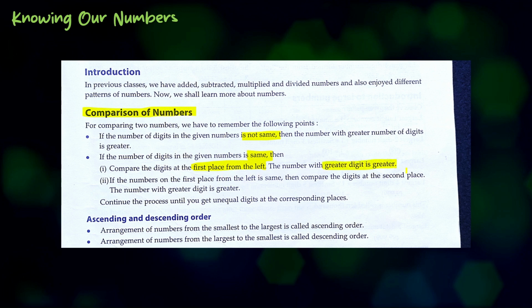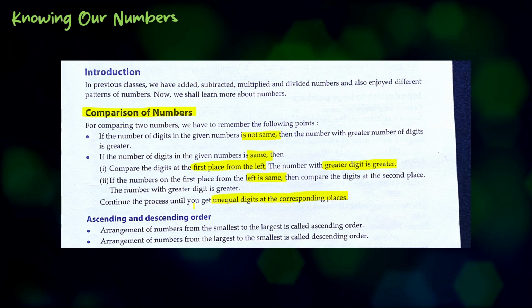If the digit on the first place from the left is the same, then compare the digits at the second place. The number with the greater digit is greater. First you start from the left, check the first digit and then the second digit. Continue the process until you get unequal digits at the corresponding places. That's how you compare two numbers.